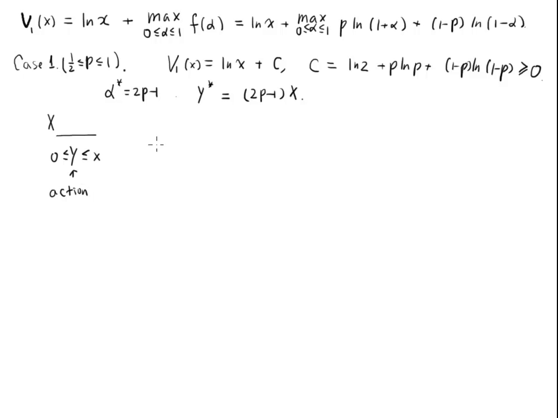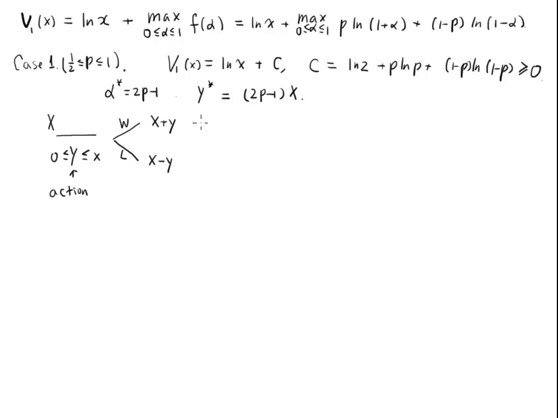Okay. And if we bet y, then we have 2 possibilities. We have win and we have loss. If we win, then we have x plus y. And if we lose, then we have x minus y. Now, we have another game to play. So for the other game, x plus y or x minus y becomes the initial value. And the optimal expected utility is the one we have solved, v1 of x.